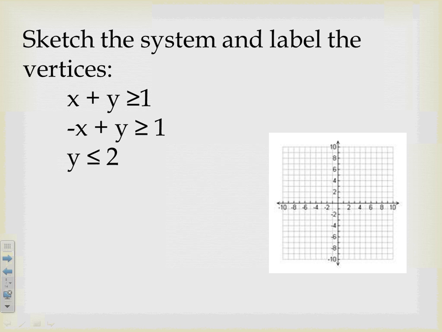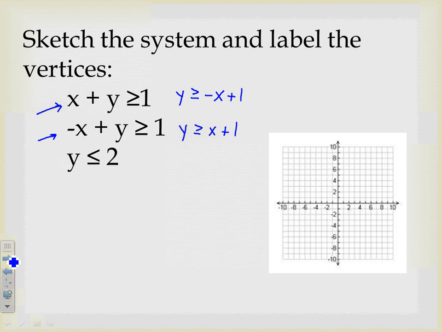So first thing that I'm going to do is I'm going to rewrite them all in y equals mx plus b form. All right, so I'm going to move x to the other side. I will end up with y greater than or equal to negative x plus 1 then. My second line, same thing. I have a negative x on the left. I want my x term to be on the right. So that one's going to turn into y is greater than or equal to positive x plus 1. And then y is less than or equal to 2 is ready to go.